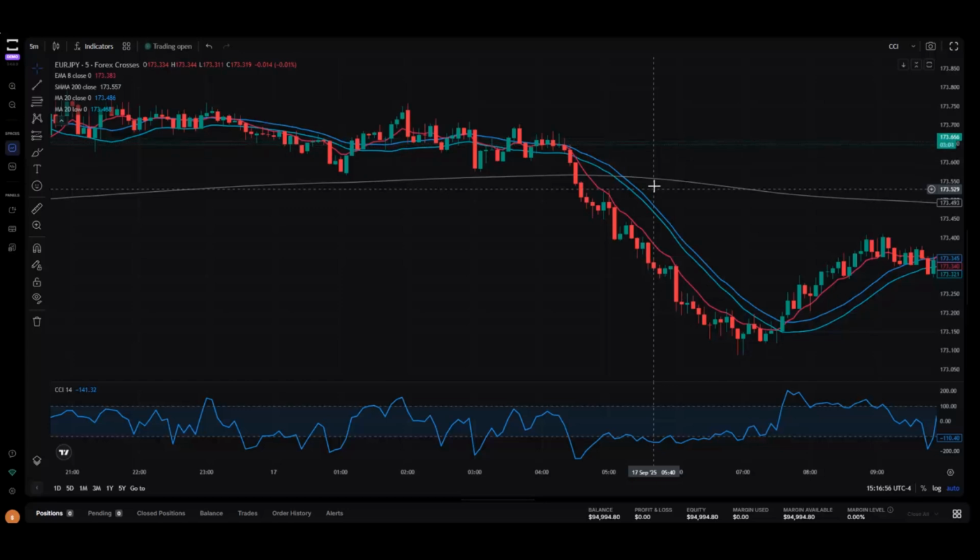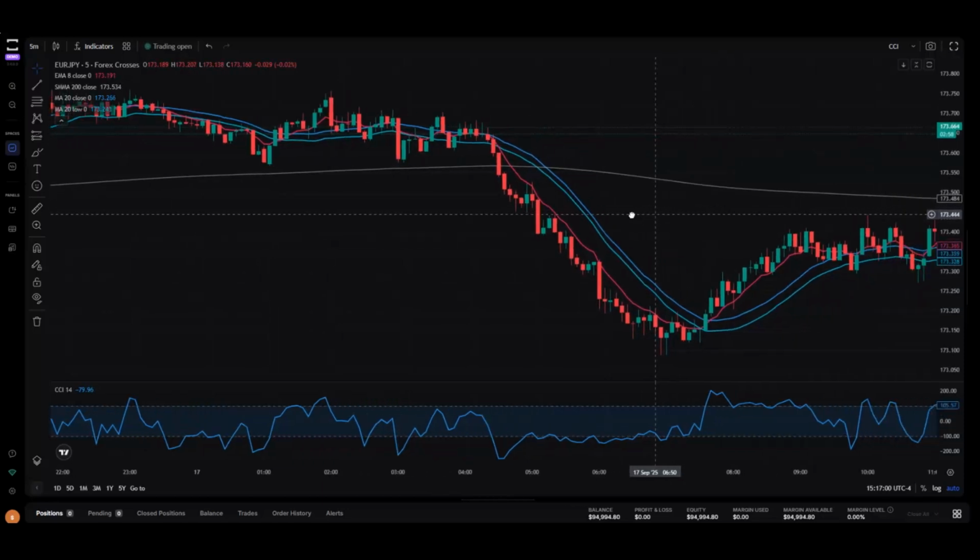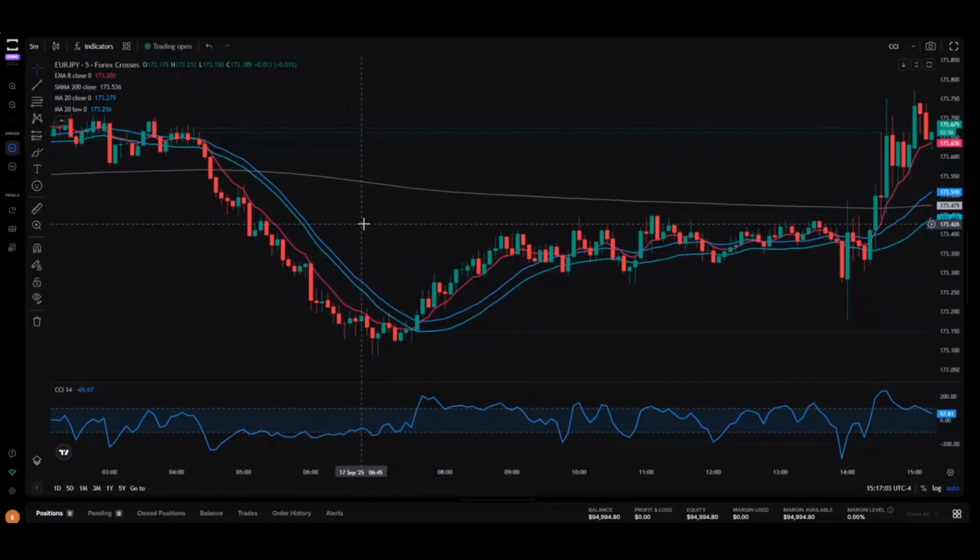We will deep dive even more into learning how to trade on the intraday and also how to trade and invest as well.